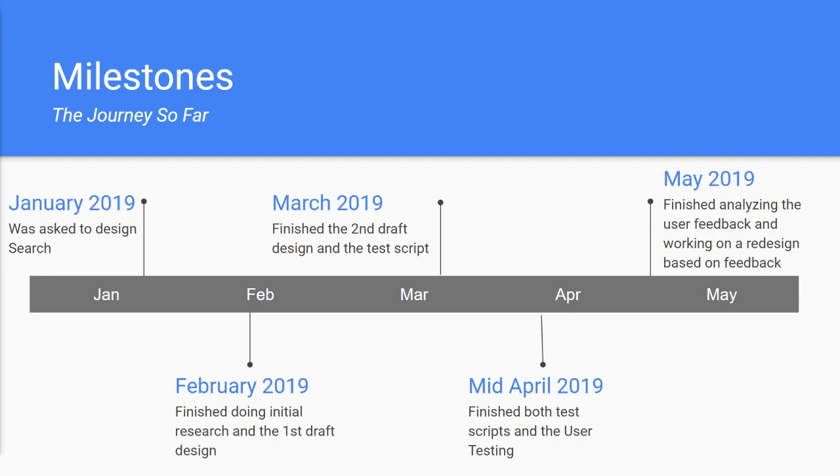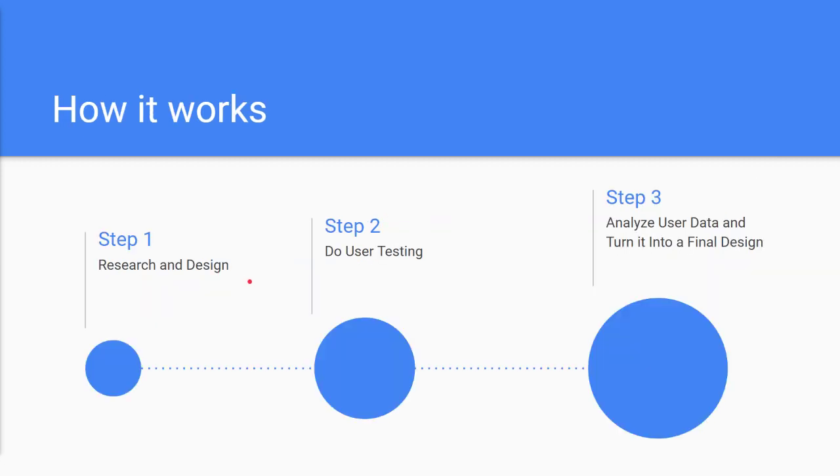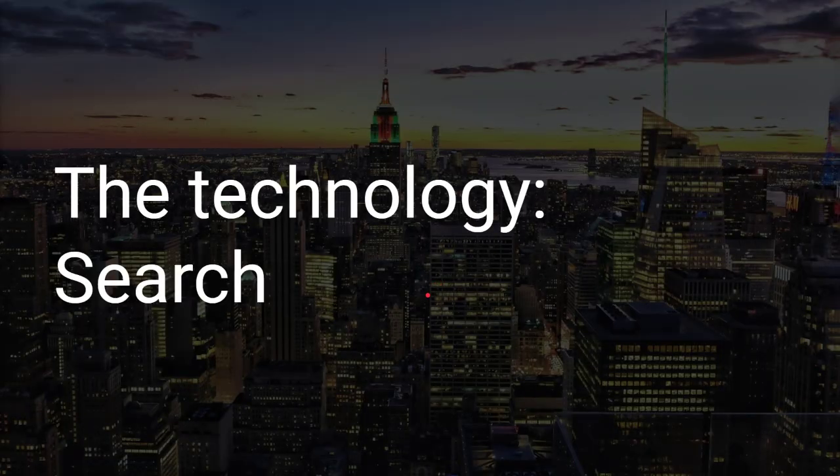And now I have finished all of my stuff, and I'm about 90% done with a redesign based on the feedback I received in my user testing. There's a couple more little tweaks here and there, but it's pretty well done. So yeah, I started with researching and doing a design. Then I did user testing to find out even better what the users wanted, or more accurately, I guess, would be a better way to say it. And then I analyzed the user data and turned it into a final design based on the findings.